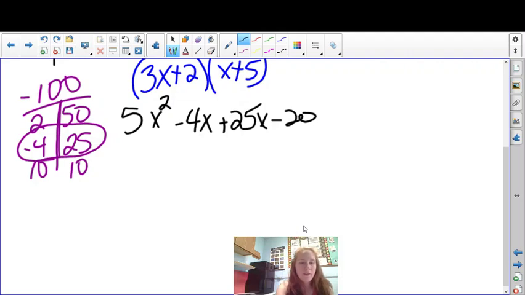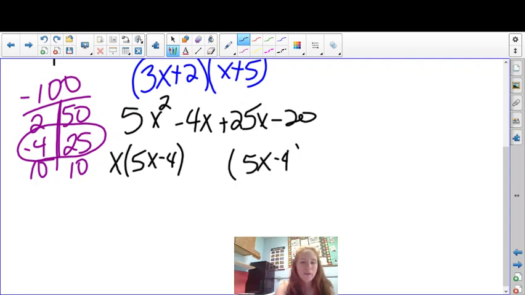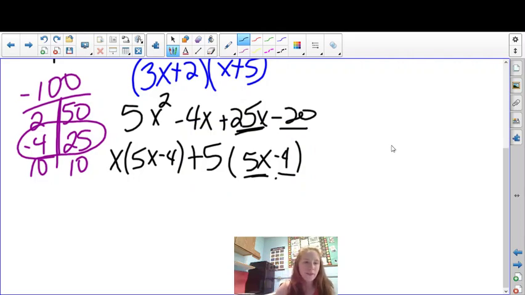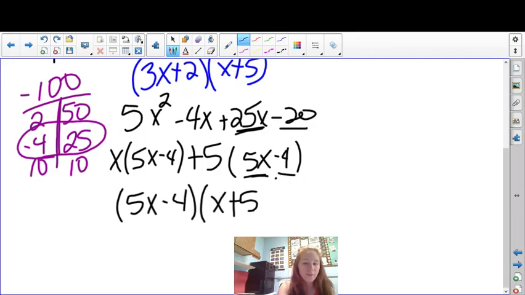So the only thing out of 5x squared and 4x is an x. So 5x minus 4, leave a little space, 5x minus 4. 25 divided by 5 is 5. Negative 20 divided by negative 4 is positive 5. So my denominator now is 5x minus 4 times 5x plus 5.